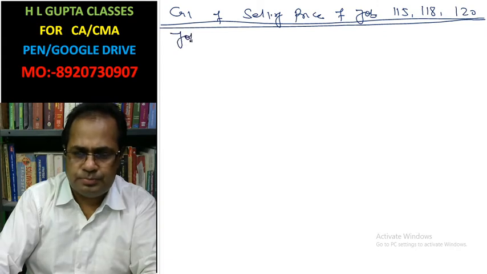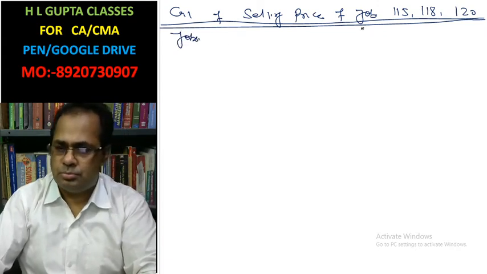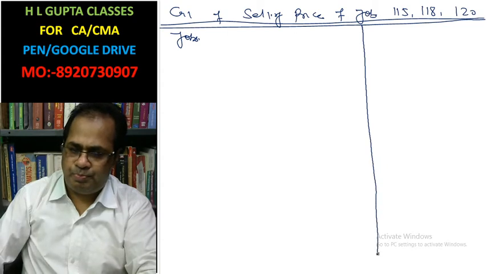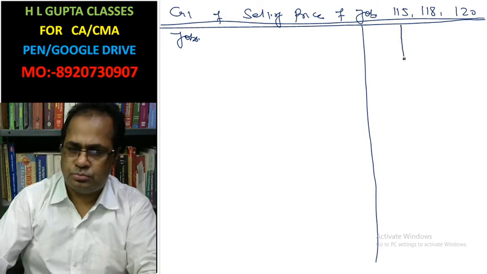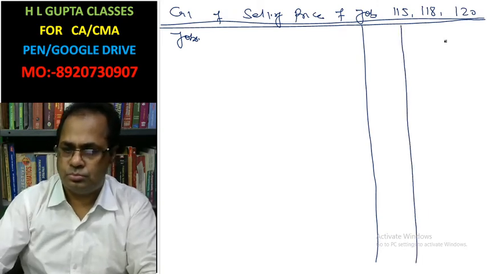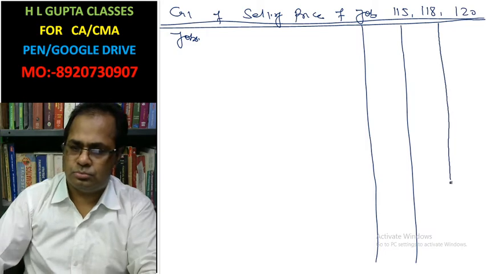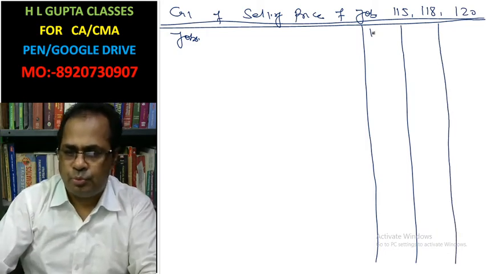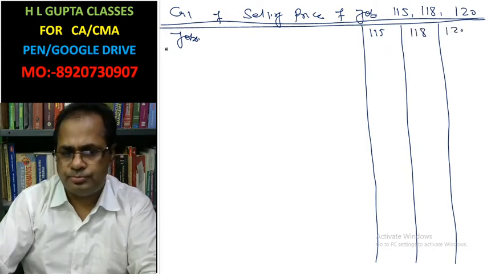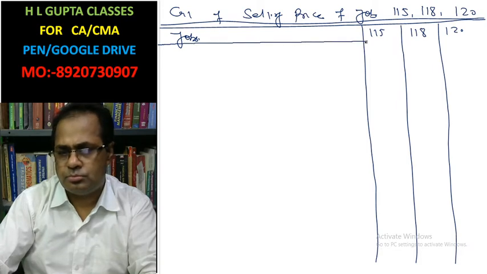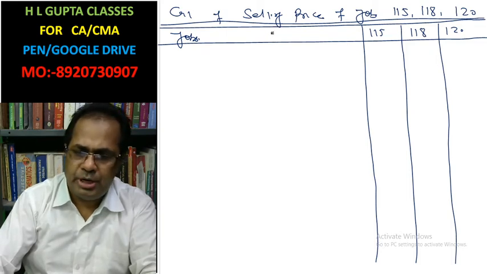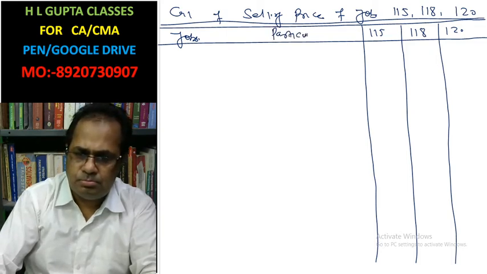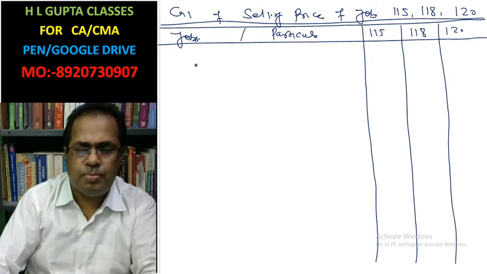This you write job 115, 118, 120. This is also particulars. You write particulars also. Okay.